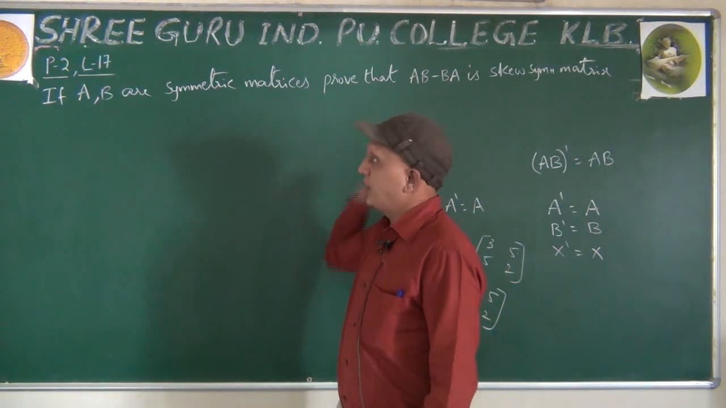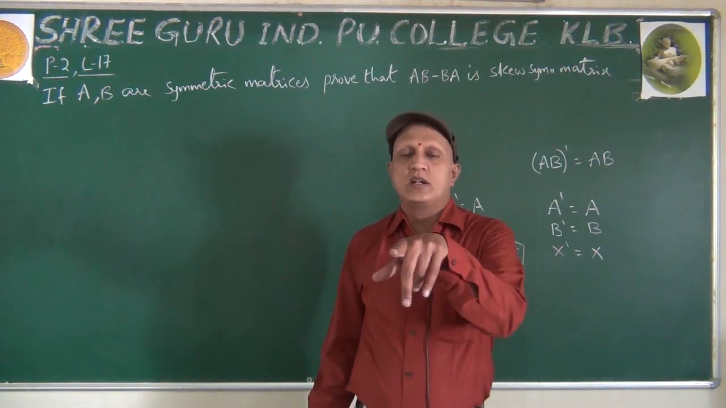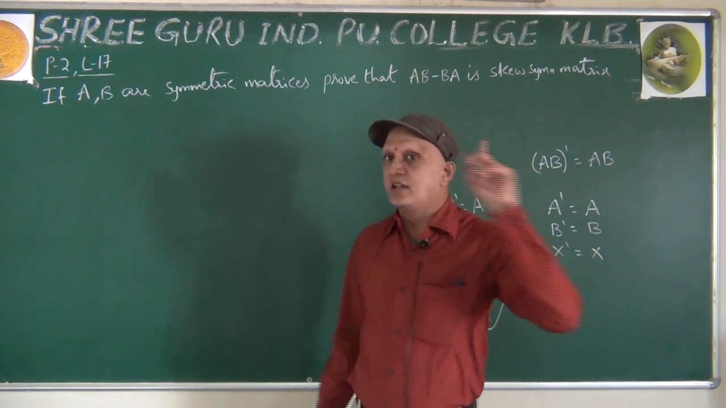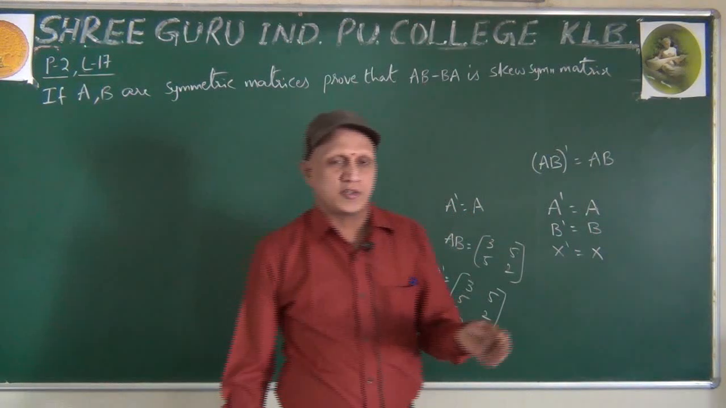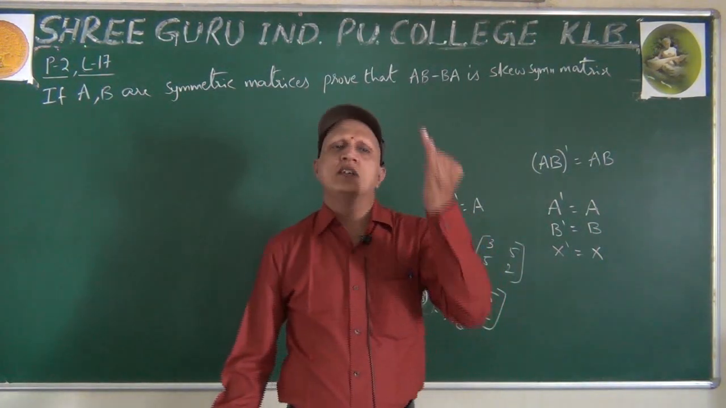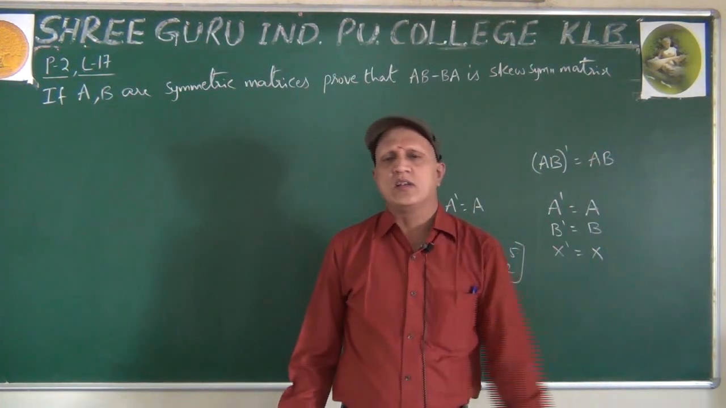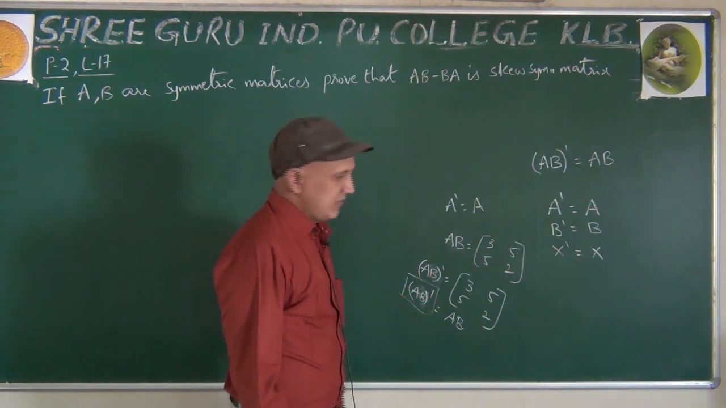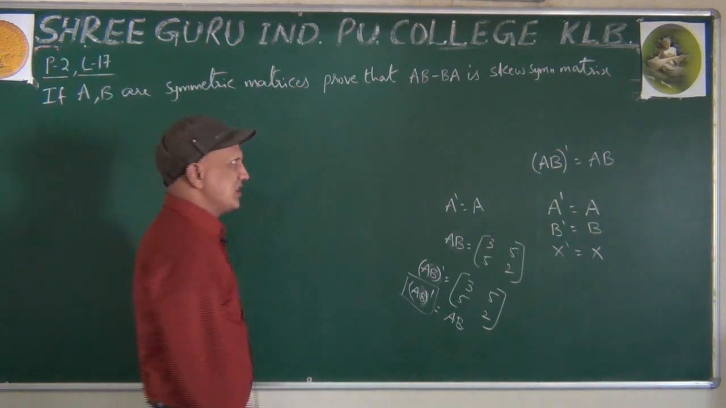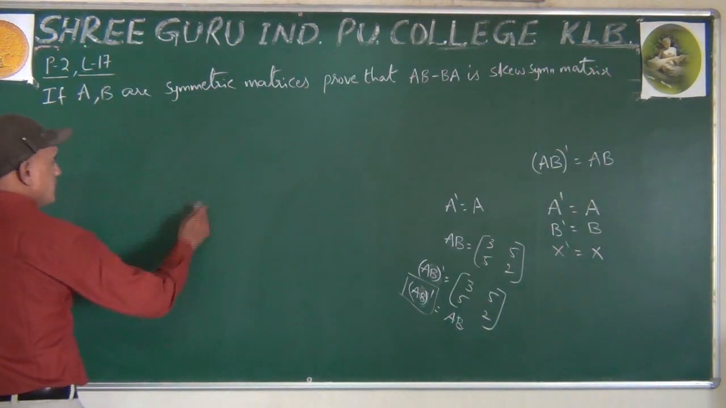Remember that this is a CET point also. A and B are symmetric matrices, then AB minus BA is: first option symmetric, second option skew symmetric, third option identity, fourth option null matrix. Something like that they will give. This is a CET formula, we should not solve it at CET level. You have to remember this.